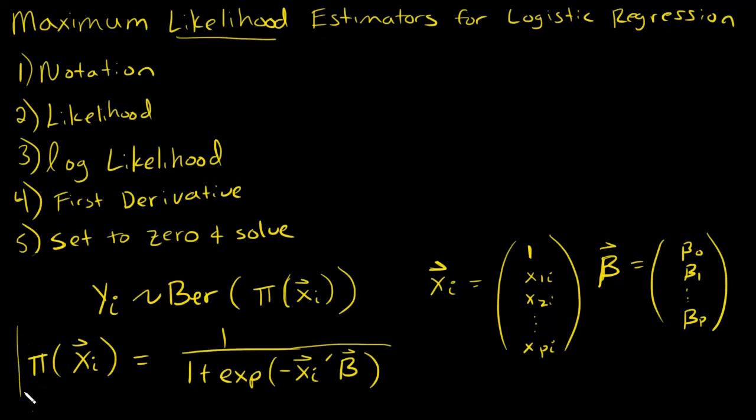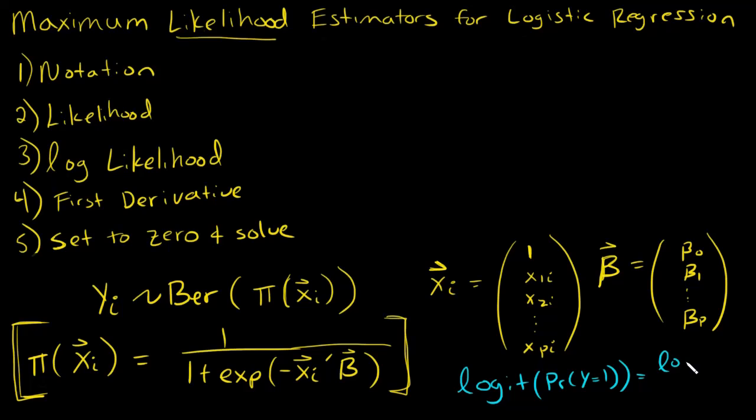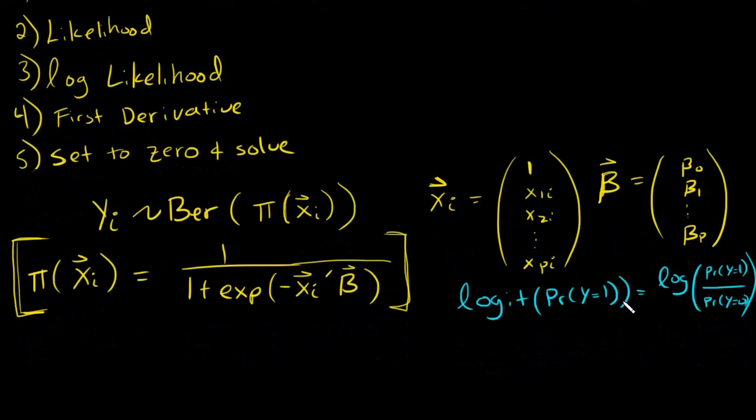Okay, and this comes from the logit function, which I think is worthy of a video of itself. I will include another video where I discuss this logit function. But basically, you can find this relationship with the logit function, which is the log of the probability that y equals 1 divided by the probability that y equals 0. This is the logit function. And in logistic regression, the logit of the probability that y equals 1 equals x transpose beta.